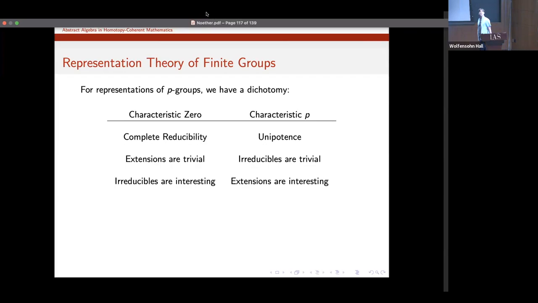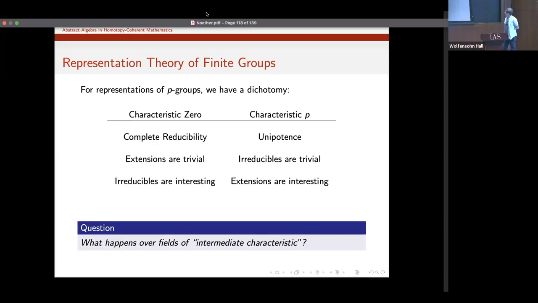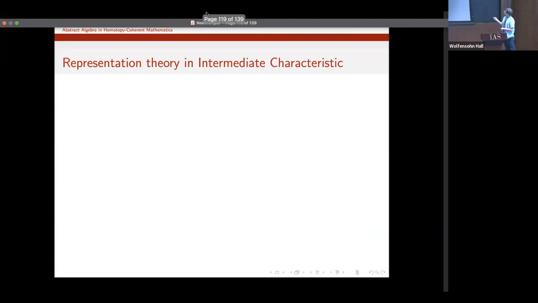So these phenomena of complete reducibility and unipotence, they're in tension with each other. You can't have both of these properties. If all the irreducibles were trivial and everything split as a sum of irreducibles, then all representations would be trivial. So the question I want to ask is, okay, here's a classical story contrasting characteristic zero with characteristic p. But in homotopy theory, we have all of these intermediate characteristics given by these Morava K-theories. And what happens when we study representation theory over those kinds of fields? Do they behave like they're of characteristic zero, or do they behave like they're of characteristic p? And the answer is a little of each.